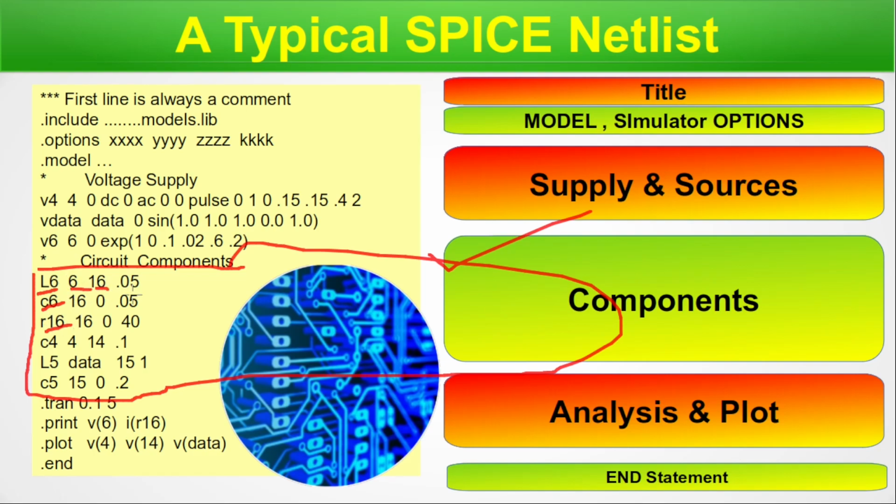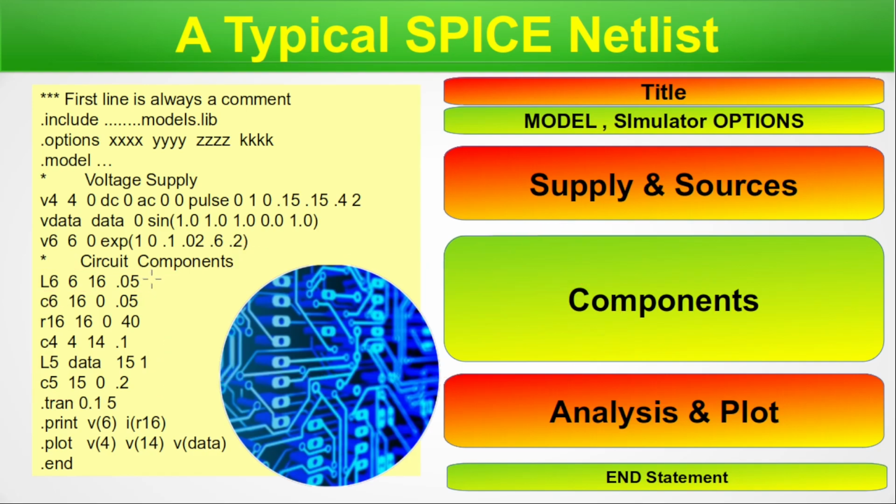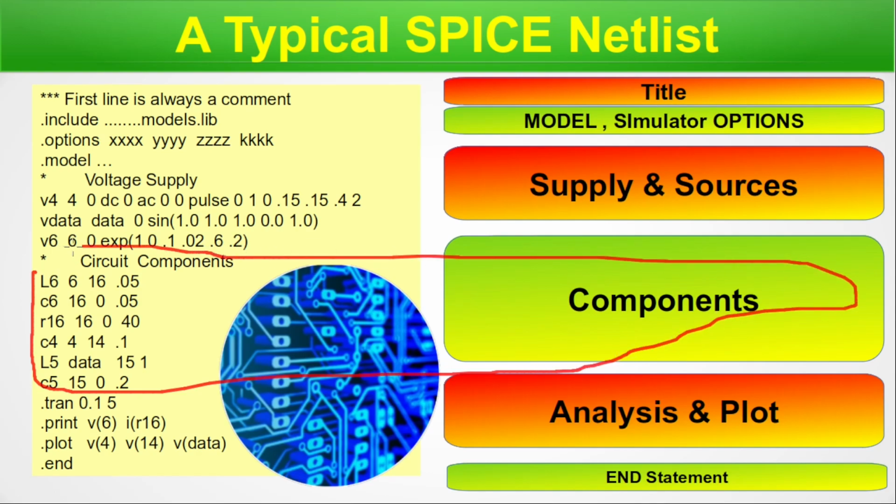There are two nodes, and then there is the value. Here no value is written, so there are some default values, and we will also discuss that in later episodes. Here we will not go into that much detail. You can see the circuit components here correspond to the component section. This also has a comment which we have created with the asterisk.